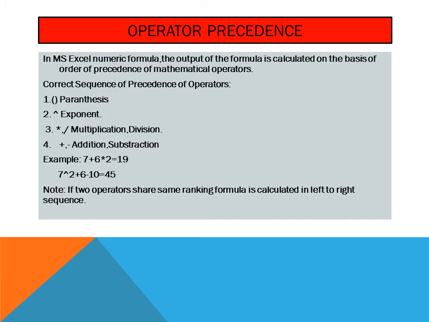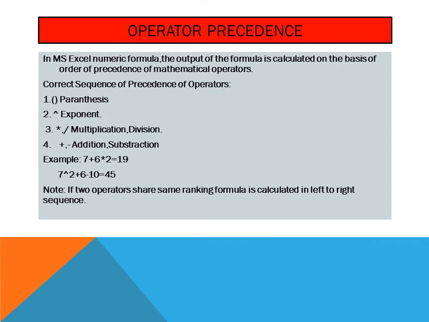Second is the exponent or the power. Third is multiplication and division. That means if both of them are written together, both of them share equal precedence. Fourth is addition and subtraction. So while you write any formula in MS Excel, the output of that formula will come on the basis of this sequence of the precedence of the operators.